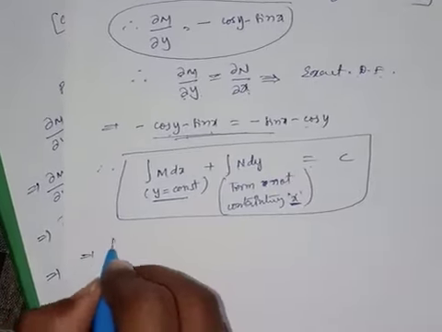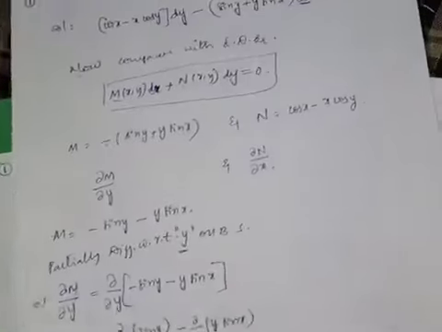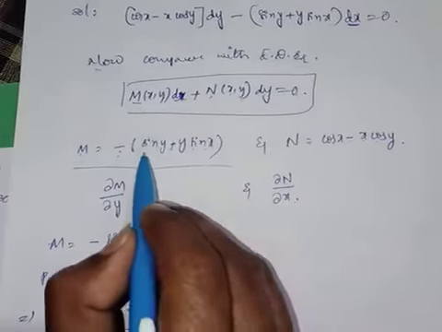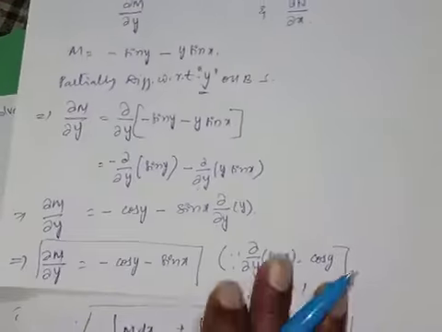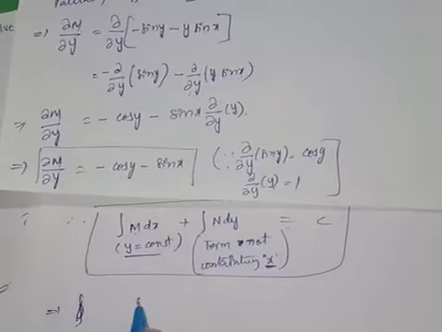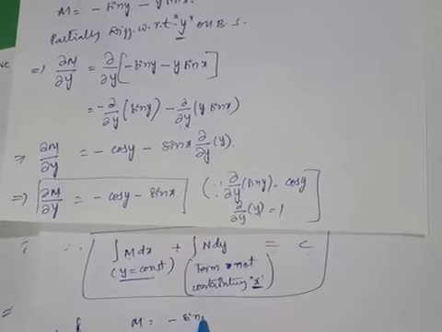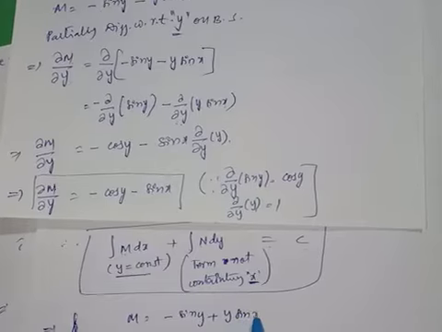See, for the integral of M dx, the M value is from here: negative (sin y + y sin x). First of all, write down the M value. M is equal to −(sin y + y sin x).